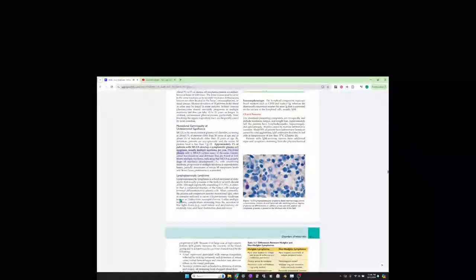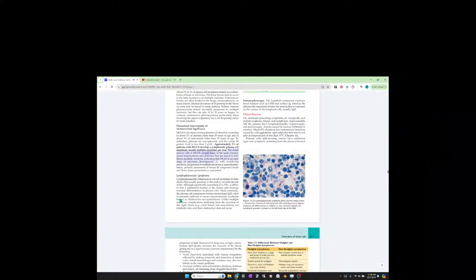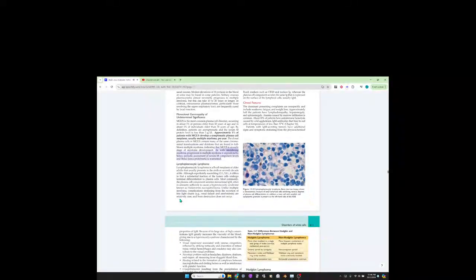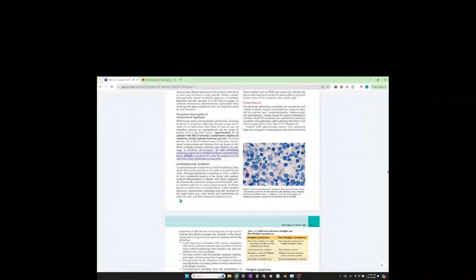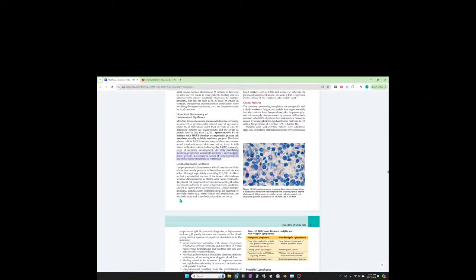The clonal plasma cells in MGUS contain many of the same chromosomal translocations and deletions that are found in full-blown multiple myeloma, indicating that MGUS is an early stage of myeloma development. As with smoldering myeloma, progression to multiple myeloma is unpredictable, hence periodic assessment of serum M component levels and Bence-Jones proteinuria is warranted.